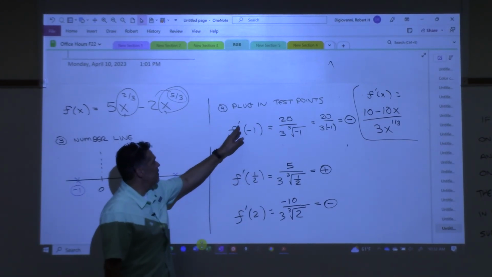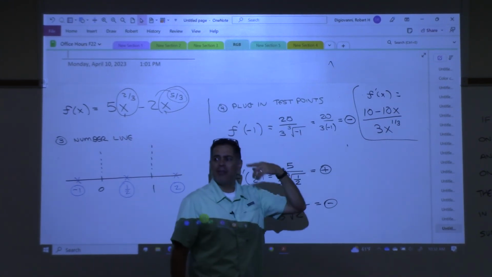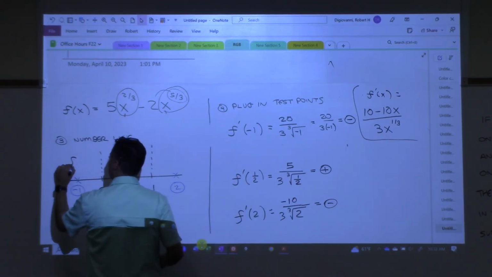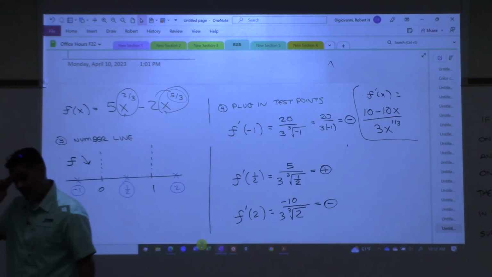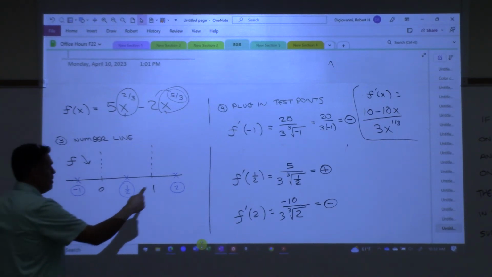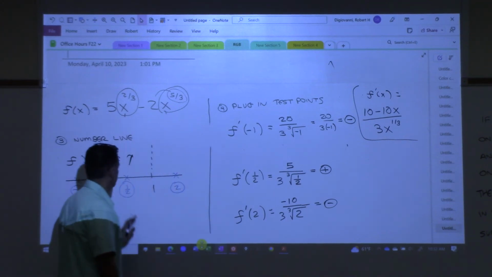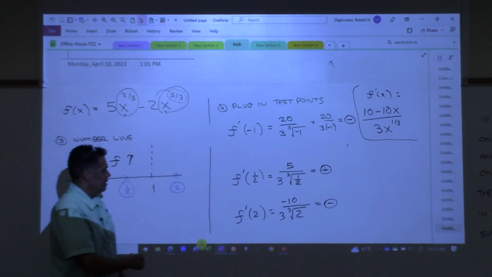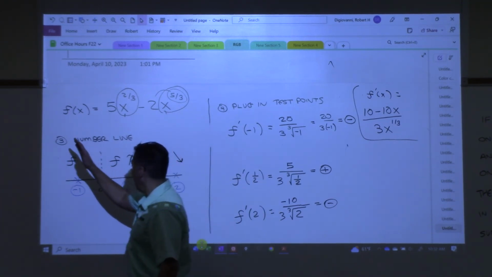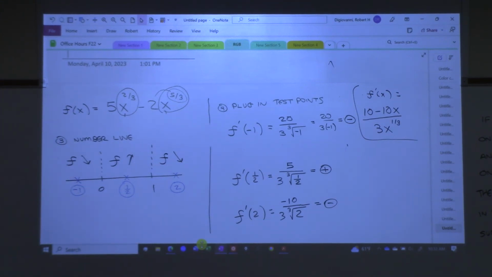What does the derivative at -1 being negative tell us about the original function in this region? It's going down. So the original function here goes down. All right. What about the derivative at 1/2 being positive? The function goes up in here. And then at the end, from 2 on, it's negative. So the function goes down, then back up, and then back down. Right?